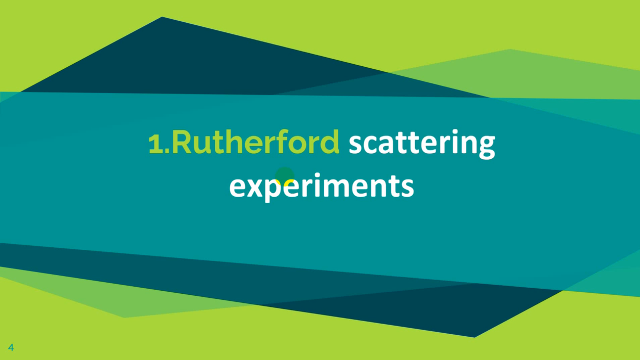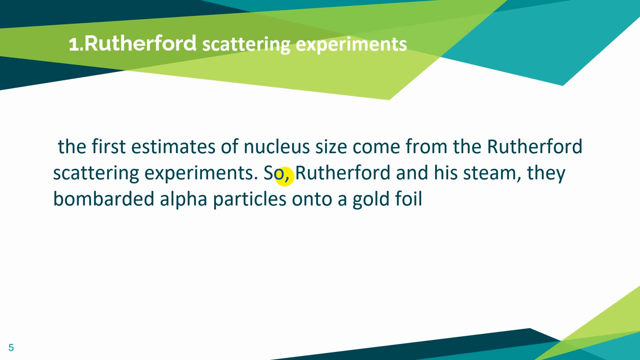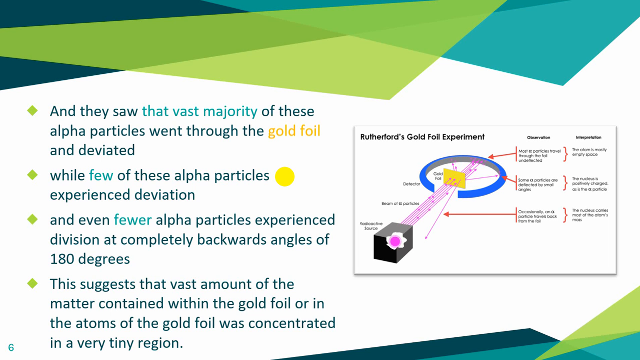Rutherford scattering experiments. The first estimates of nucleus size come from the Rutherford scattering experiments. Rutherford and his team fired alpha particles at a gold foil, and they saw that the vast majority of these alpha particles went straight through the gold foil undeviated, while a few experienced deviation, and even fewer were deflected at a completely backwards angle of 180 degrees.